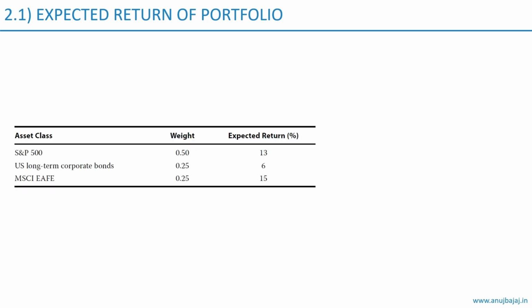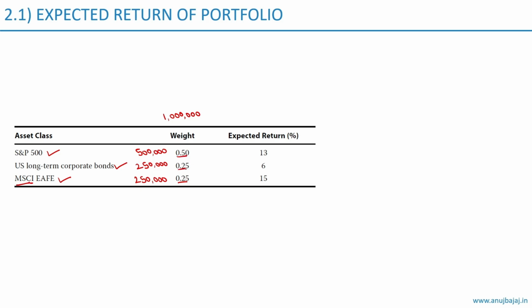So starting with the expected return of a portfolio, let us directly look at an example. In a portfolio, we have three assets: the S&P 500, long-term corporate bonds, and MSCI EAFE. And their weights in the portfolio are 50%, 25%, and 25%. So if our portfolio is worth $1 million, then it means that $500,000 is invested in the S&P 500, $250,000 is invested in corporate bonds, and $250,000 is invested in MSCI.